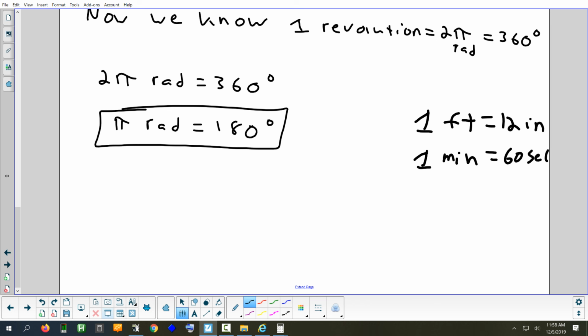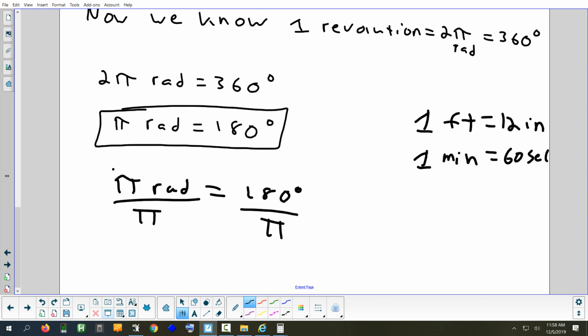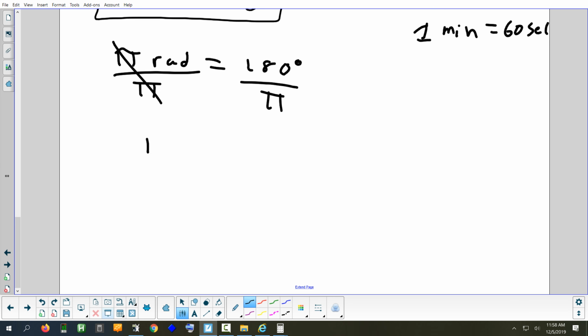So let's get a 1 in this formula. Let's start by doing it on the left. What could I divide each side by to get a 1 on the left? Yep. Pi. Divide by pi. Now, pi divided by pi is 1 radian. So now you have 1 radian equals 180 divided by pi degrees.